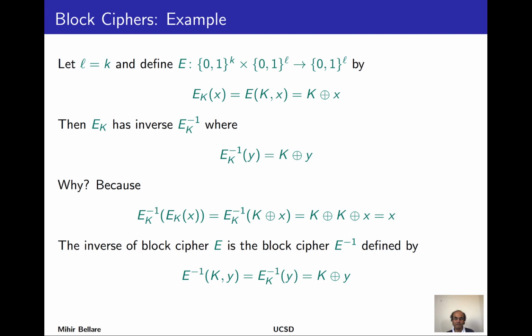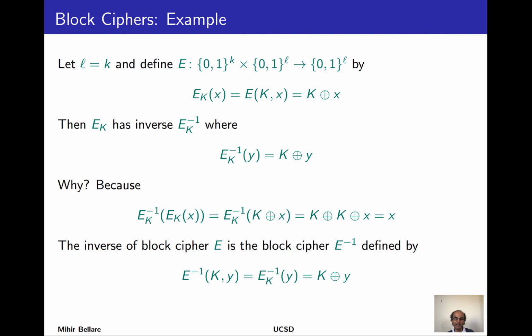Another way of specifying block ciphers is in code. So we might write a simple formula. For example, here, setting the key length and input length to the same, we have a block cipher with k-bit keys and l-bit inputs and l-bit outputs, which on input k and x just returns k XOR x. You can see analytically that it has an inverse, and the inverse also has a formula, and the formula is actually the same. You just add k to y.